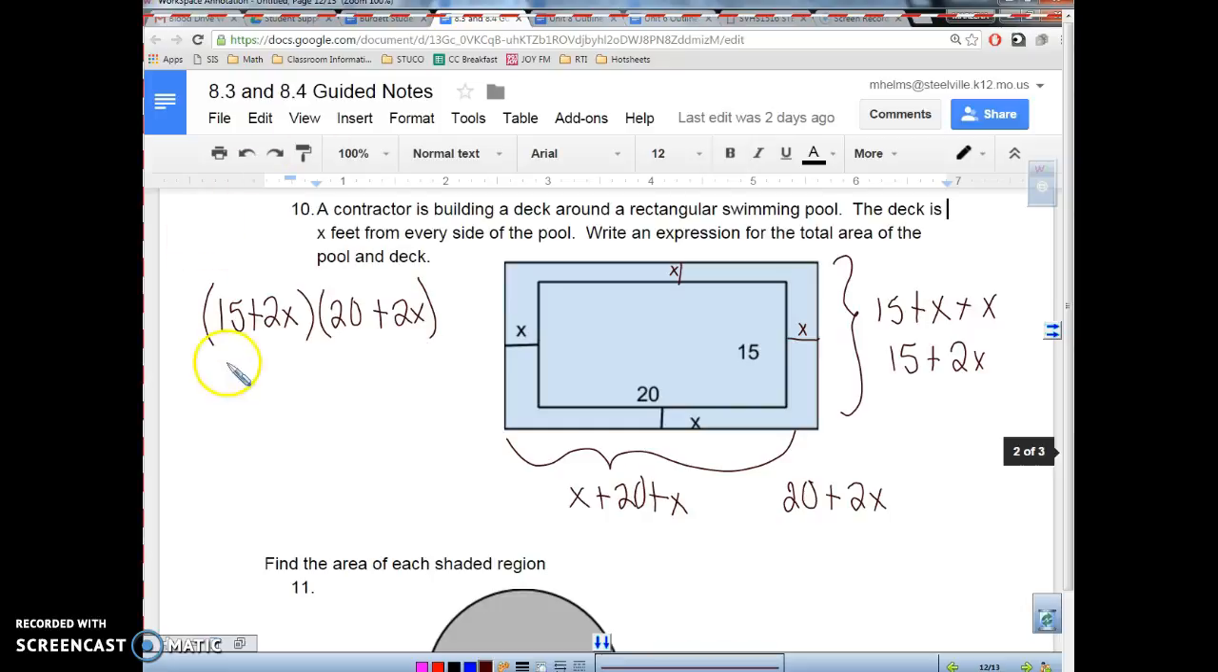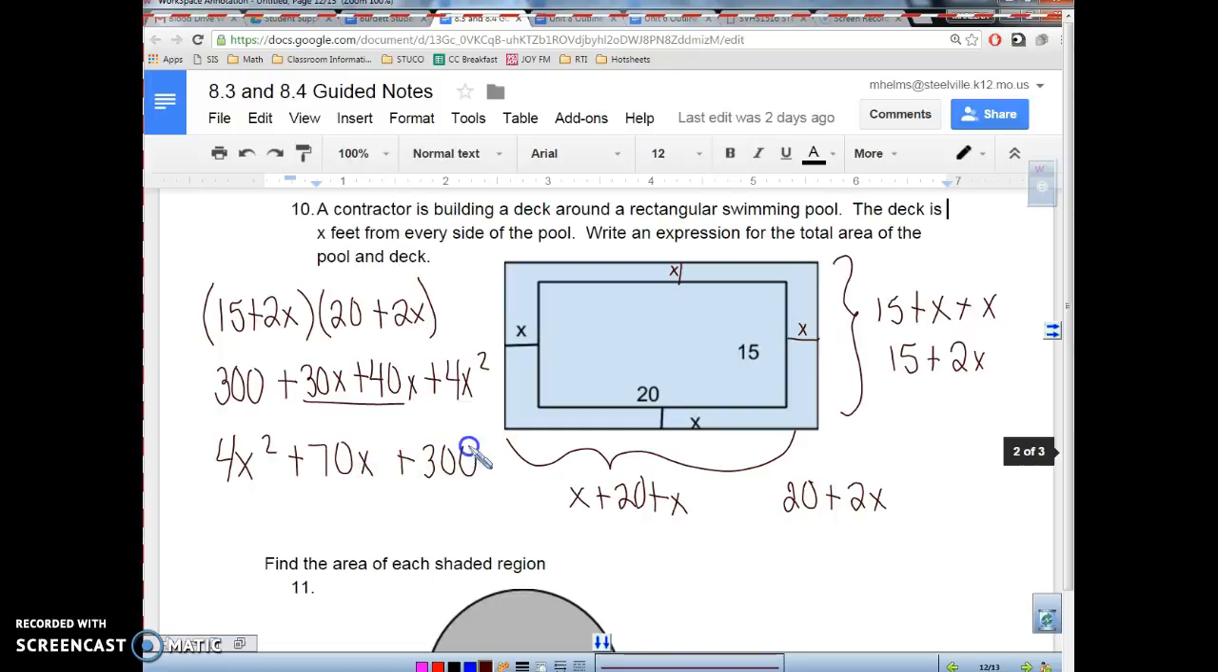So you'll do 15 times 20, or 300, 15 times 2X, 2X times 20, and 2X times 2X. Then you'll combine like terms, and I just like mine in standard form, so I'll put that 4x squared first, plus 70x plus 300. And they don't tell us what units we're in, but this is the area, so it would be units squared on that.